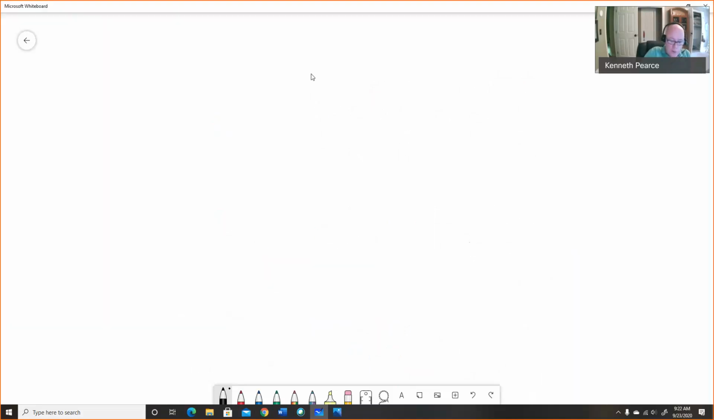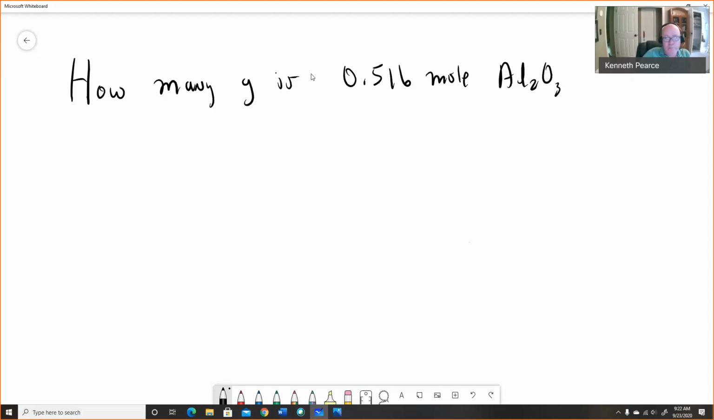Okay, so we can say, well, how many grams is 0.516 mole aluminum oxide? Okay, and so I look here, and what do I see? How many grams is 0.516 moles aluminum oxide? I see, this is what we're looking for. How many grams? And of course, that's for aluminum oxide. Okay, that's how many grams is 0.516 moles aluminum oxide.